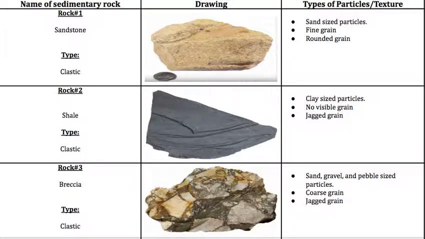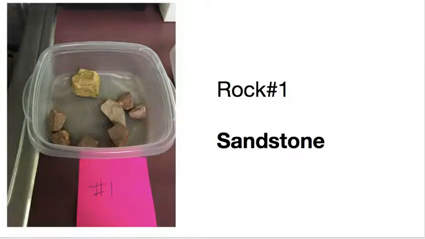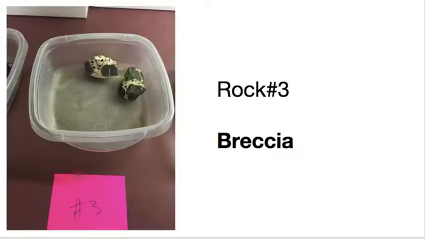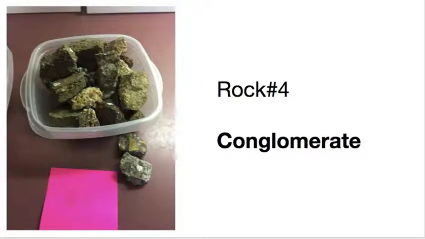All right, so let's go over this again. Rock number 1 is sandstone. Rock number 2 is shale. Rock number 3 is breccia. And rock number 4 is conglomerate.